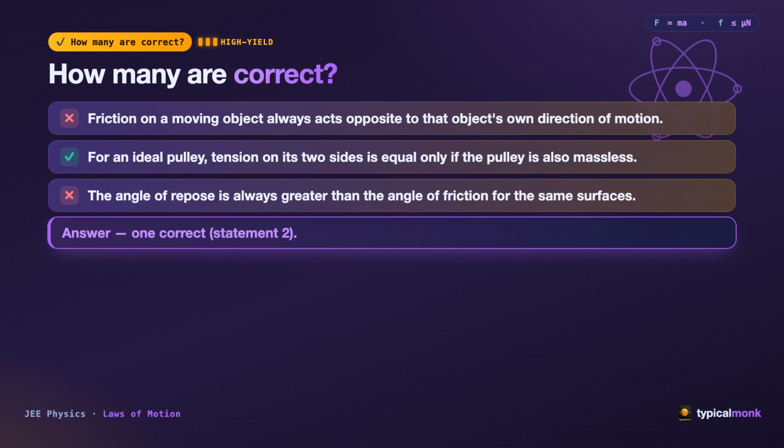Statement 1 false. Because friction opposes relative sliding between surfaces, not the object's own motion. Think of the friction under a walking foot, which pushes forward in the same direction as the motion. Statement 3 false too, because the angle of repose and the angle of friction are the same angle, tan theta equals mu s, just discovered two different ways. One correct, and the other two are traps.